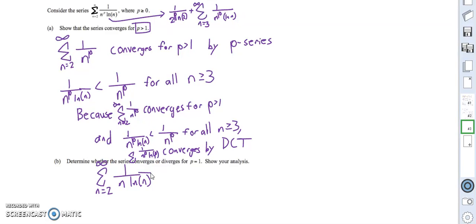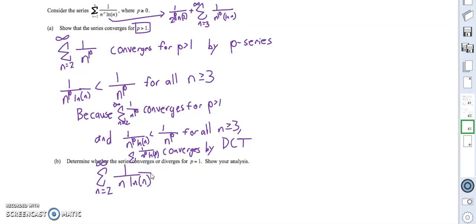Maybe I'll go down my whole list. Nth term test: as n approaches infinity, a_n is going to approach 0, so that's fine. I could try a limit comparison, but that's not going to work. If I try comparing it to 1 over n, I'm going to have some trouble. I think the only option I have, as much as it's a last resort, is the integral test. And one hint that integral test works is when I look at that, I think, oh, I can integrate that.